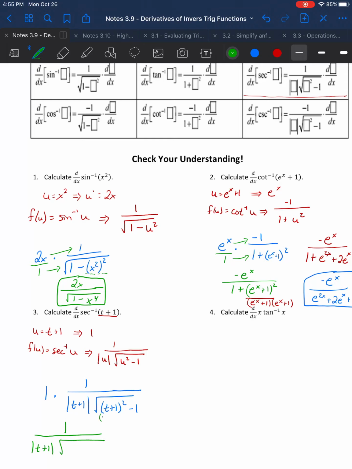But underneath the square root, I can do a little bit of work. So t times t, t squared, plus 2t plus 1 minus 1 is going to leave me with t squared plus 2t underneath my root.